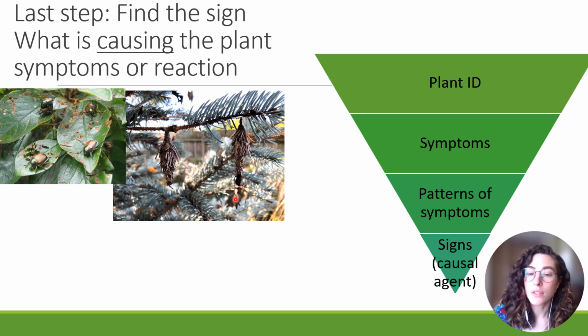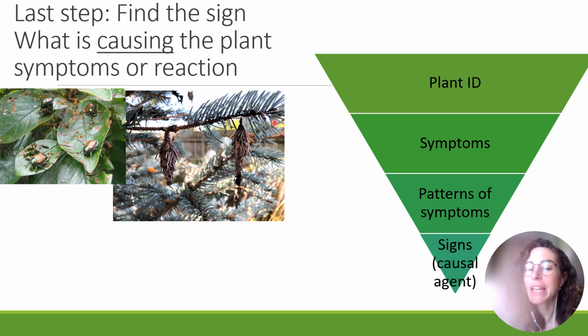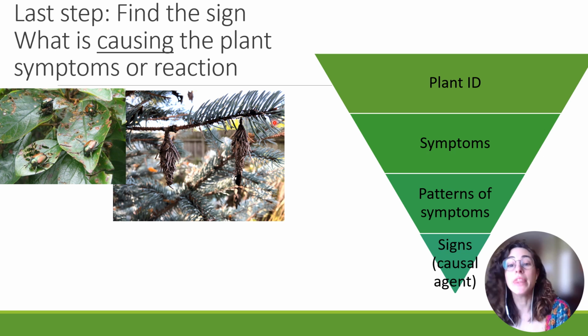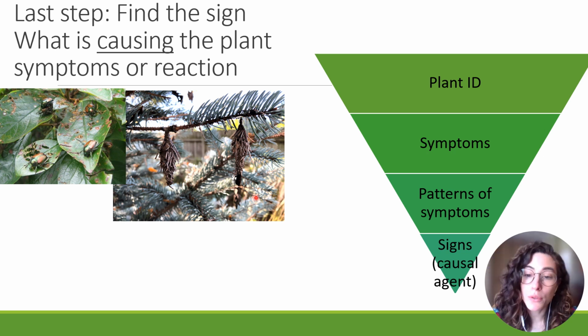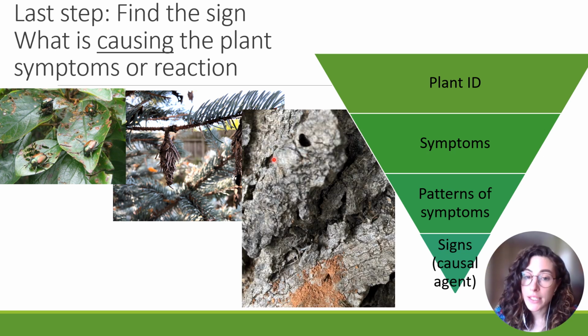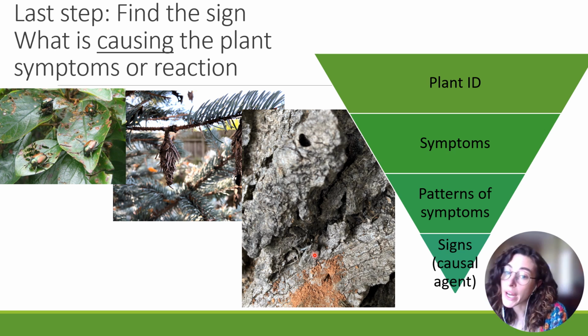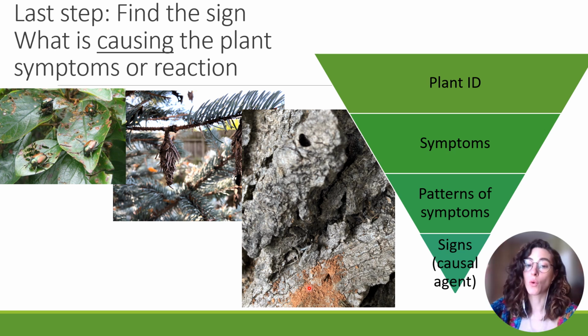So cocoons can be a little tricky because you're like, but Chelsea, these bagworms are made out of plant parts. Yeah, but the plant didn't make these bags. The insect did. So cocoons are a sign. Exit holes are a sign. Frass, or insect poop, or honeydew are all signs of insects. Again, it's the insect itself or it's its leave behind. Eggs could be signs as well, but I don't have a picture.